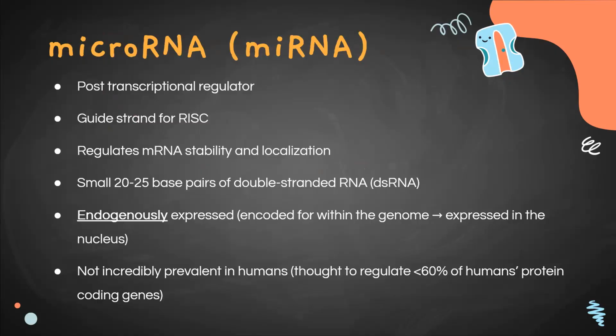Okay, so we're gonna go over the first pathway. It's microRNA, miRNA. It's a post-transcriptional regulator, the guide strand for RISC. And that's also true for siRNA. It regulates mRNA stability and localization. And it's very small. It's only 20-25 base pairs of double-stranded RNA. And it's endogenously expressed, which is important. That means it's only coded for in the genome and not from outside of the cell, which is siRNA.